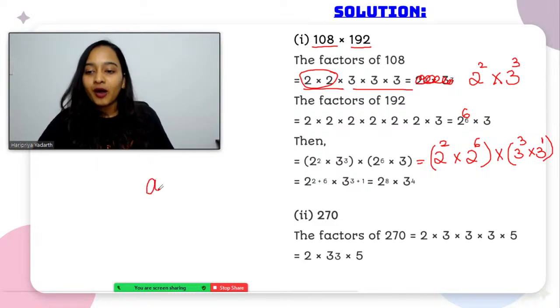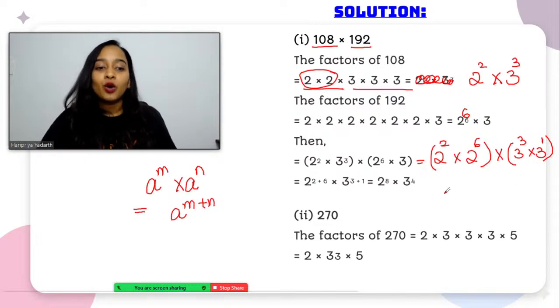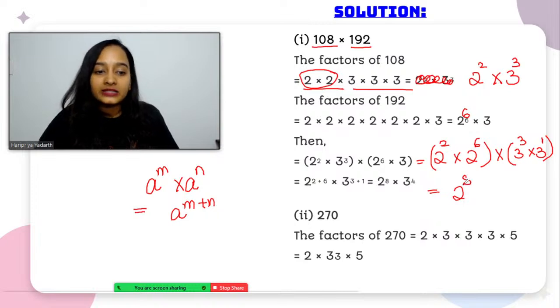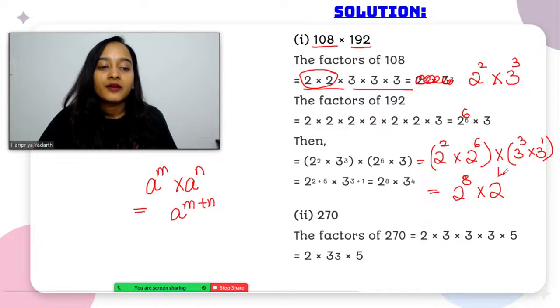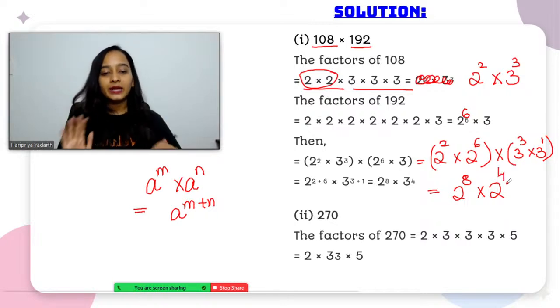The two exponents are getting multiplied. So they are of the form a to the power m multiplied by a to the power n, which is equal to a to the power m plus n. So what will happen here? 2 to the power 6 plus 2, which is 8, multiplied with 3 to the power 3 plus 1, which is 4. This is how you're going to end it.